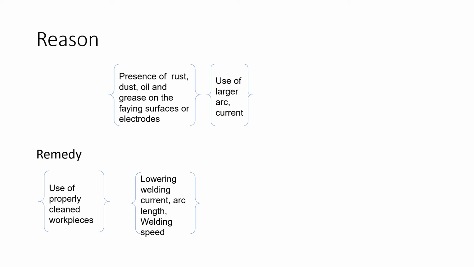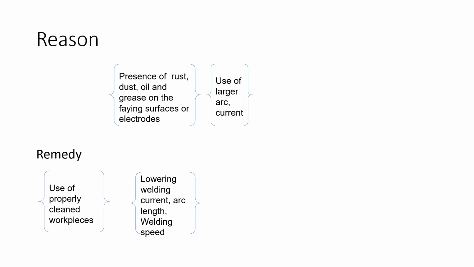So what can be the remedy? The remedy should be that properly cleaned workpieces should be used, and we should see that a larger arc current is not used. Lowering the welding current, arc length, welding speed, etc. can be used. If the current is less, higher heat is not produced, so excessive heat is not produced. That time also, this entrapment of gases can be avoided.